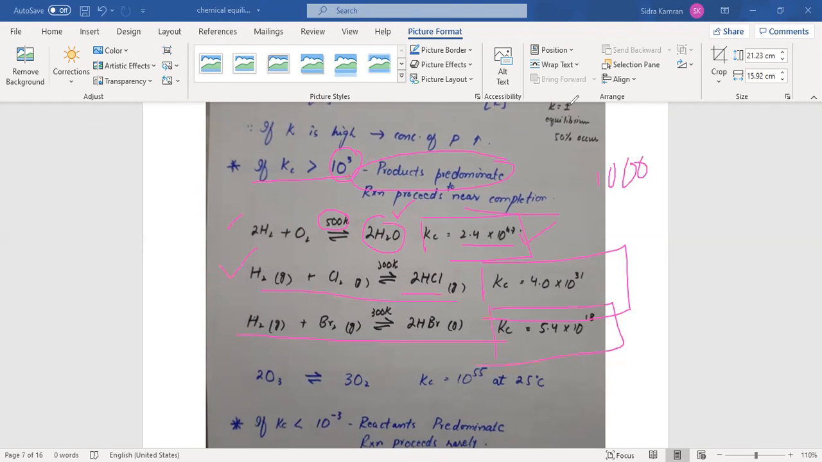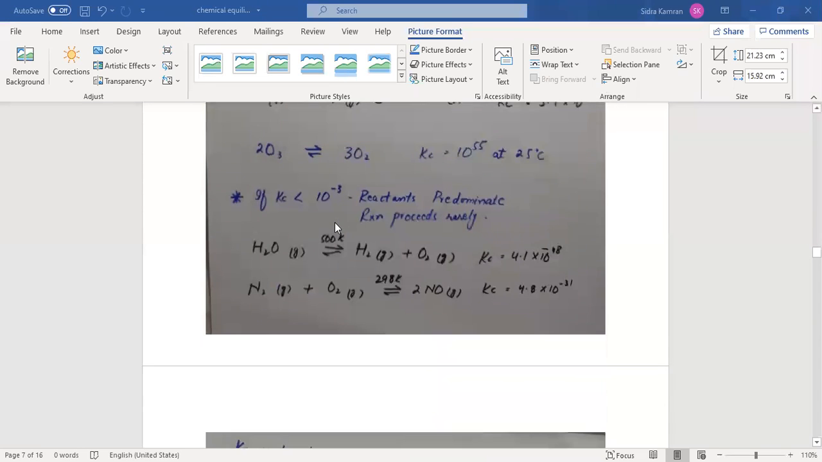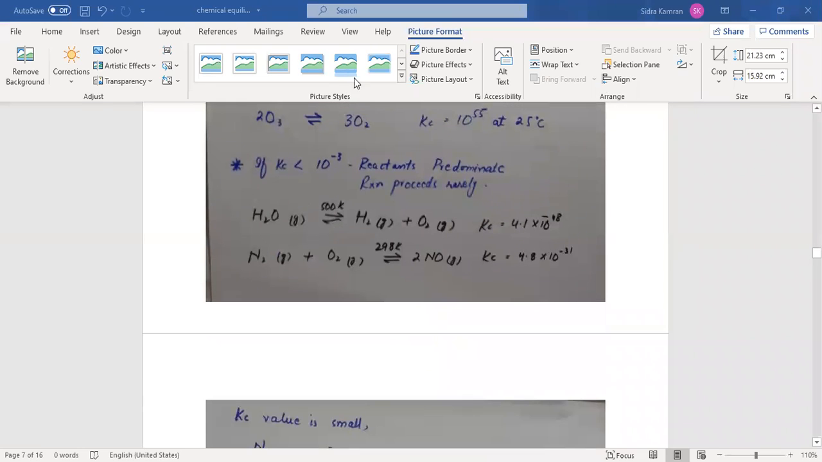Next, if the equilibrium constant has a value less than 10 raised to the power minus 3, this represents that the reactants are predominant. The reaction proceeds only rarely. The concentration of the reactants is more, and the product is very little formed.